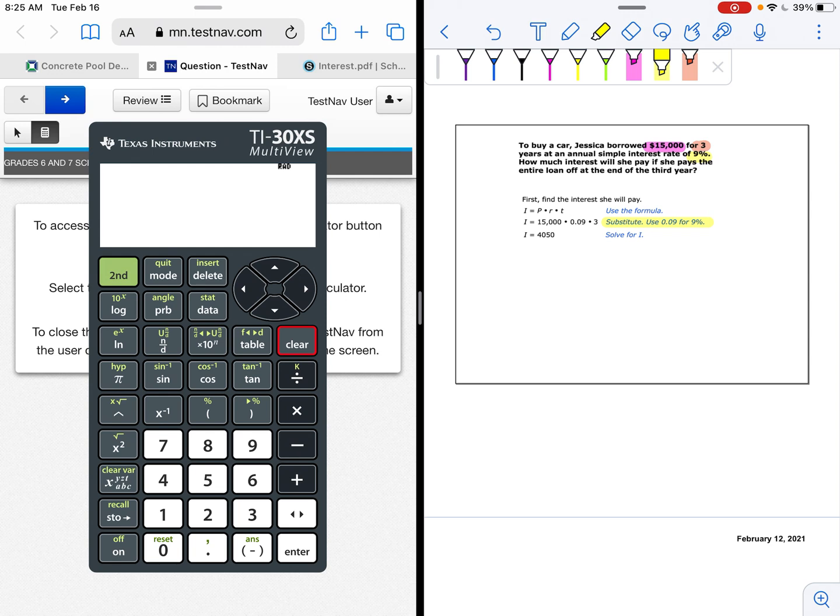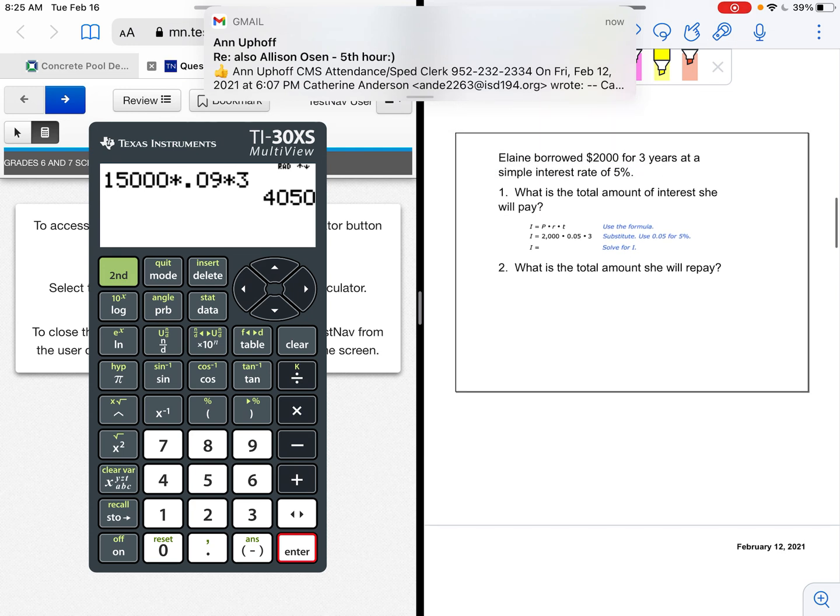So let's just plug it into our calculator. We have 15,000, and I'm going to say times, and since I've changed it to a decimal, 0.09 times the 3 years, and the interest she will pay is $4,050.